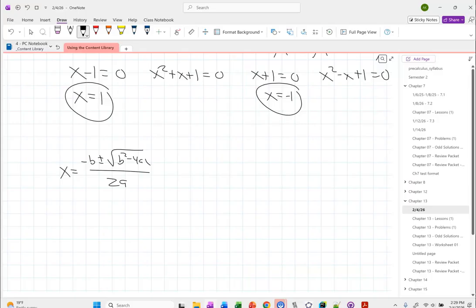That's a reasonable expectation at this stage of the game that you have memorized. I'll give it to you, but I'm going to tell you right now, for those of you that are going to college next year, that's something that your professor would expect that you have memorized. So on this one, my A is 1, my B is 1, and my C is 1.